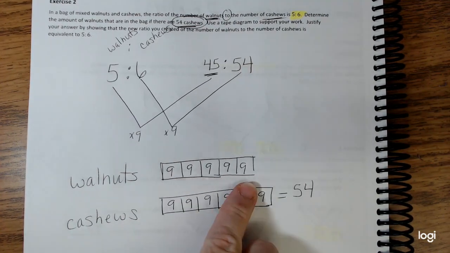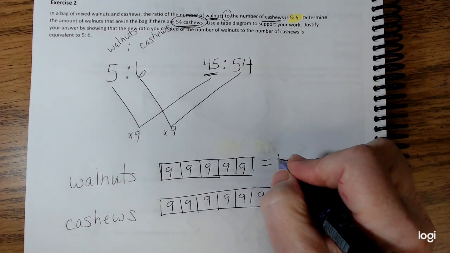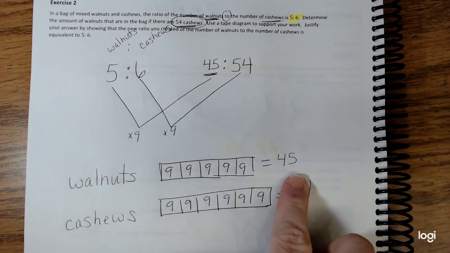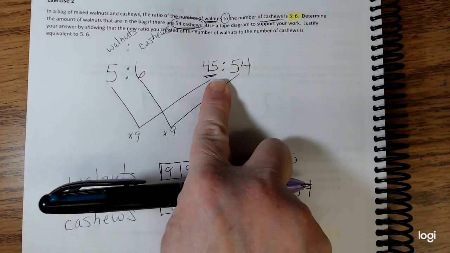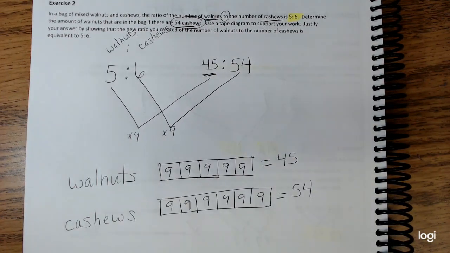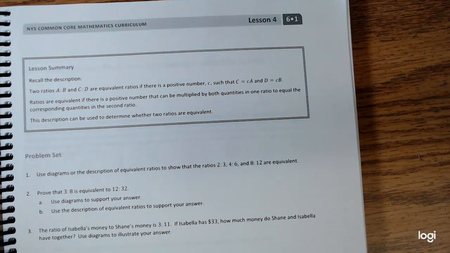So now we have 9 5 times, and 9 times 5 is 45. So we have the same number here. We've proved it with our tape diagram, and we have shown up here our equivalent ratio. Okay, so let's go ahead and flip over here to our problem set. And let's just do a little bit more practice here.